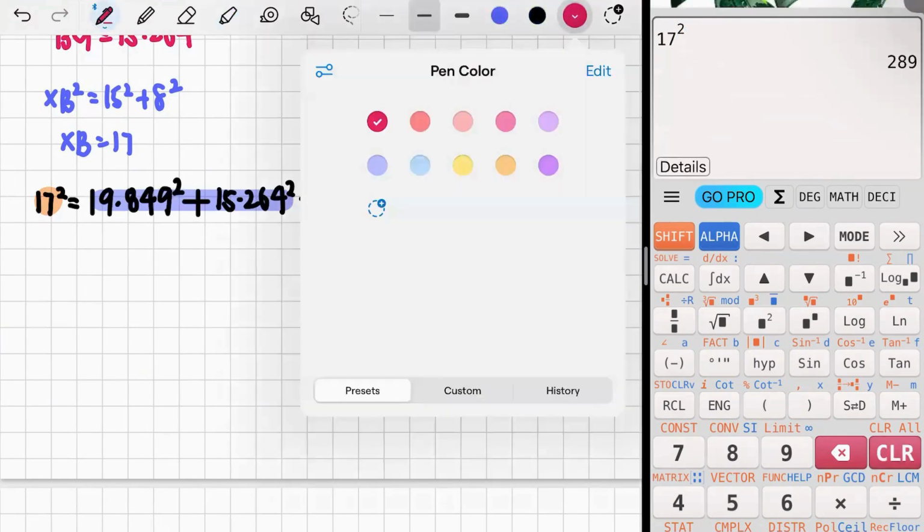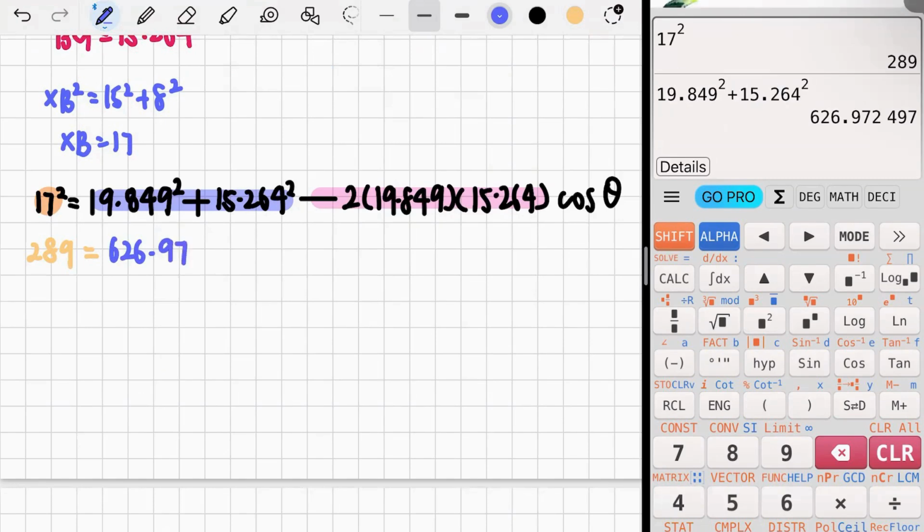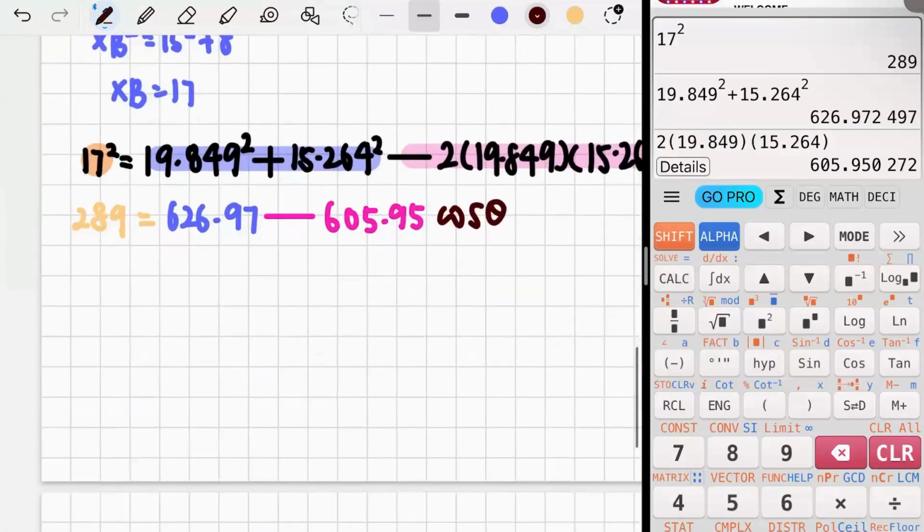The yellow one is 289. The blue one is 19.849 square plus 15.264 square. So this one is 626.97, good enough. Then the pink one is minus 2 times 19.849 times 15.264. So this one here will be 605.95 cosine theta.